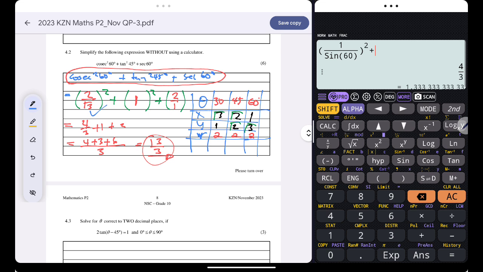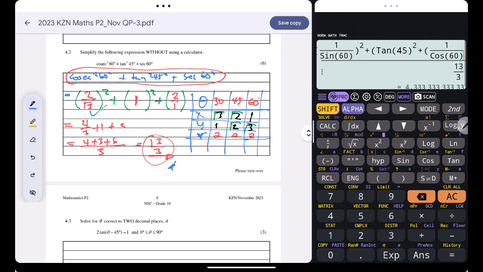plus this is tan 45. Yes, it's squared, plus remember that sec is the opposite for cos, right? So we'll simply write 1 over the cos of 60 degrees. Right, together, the final answer should be 13/3. And that's what we got here without a calculator.